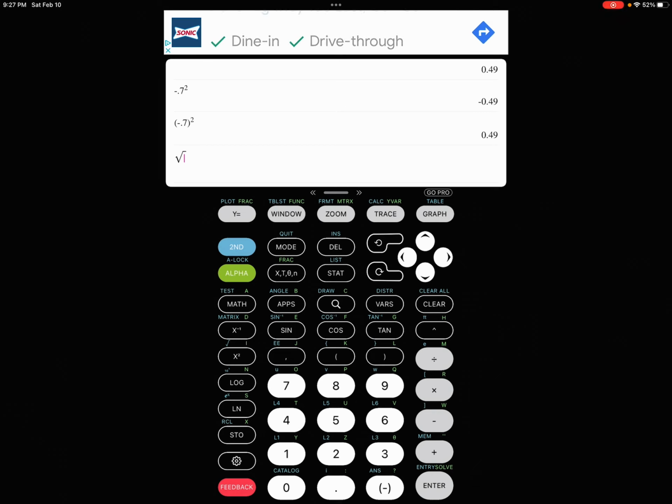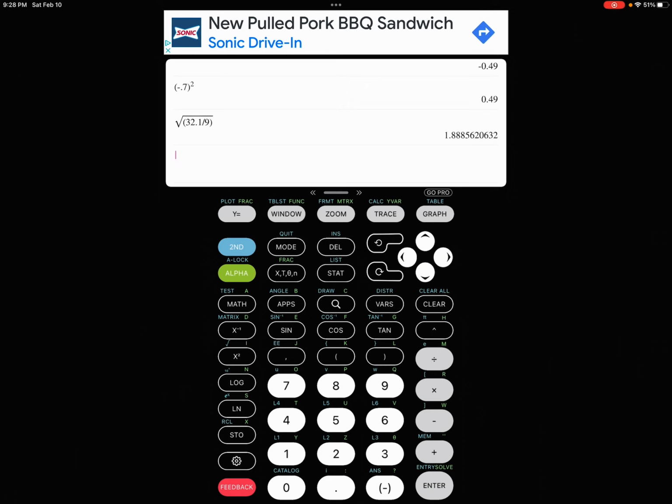So that's going to be the square root of 32, actually clear, because I think yours is going to give you an automatic parentheses there. Most people's give automatic parentheses there. This calculator does not, but most do. So that'll be 32.1 divided by 9. I want to make sure that whole thing is in parentheses. And that's going to give me 1.88856. And again, if you did the square root of 32.1 divided by 9 without parentheses, you're okay.